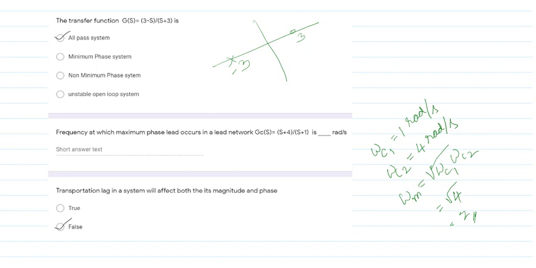Okay, this is the principle of an all-pass system. If I have a pole at minus 3, there will be a zero at plus 3. Okay, there will be a mirror image between the poles and zeros, between the right and left side. Okay, such a system is called an all-pass system.